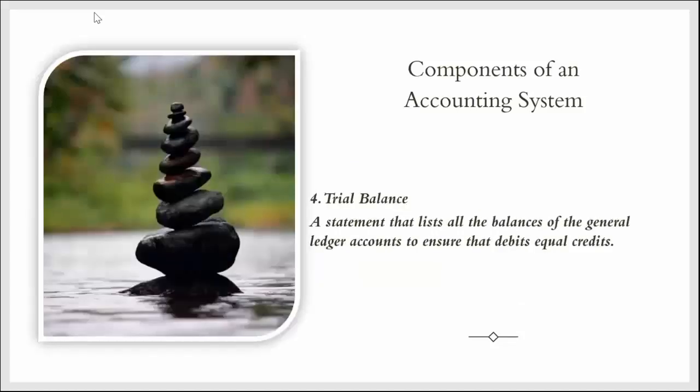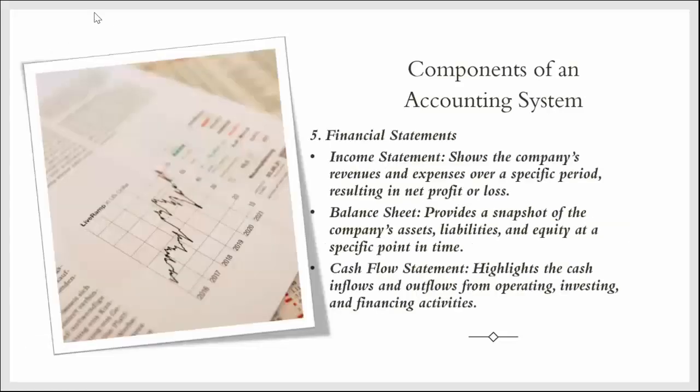4. Trial balance, a statement that lists all the balances of the general ledger accounts to ensure that debits equal credits. 5. Financial statements. Income statement shows the company's revenues and expenses over a specific period, resulting in net profit or loss. Balance sheet provides a snapshot of the company's assets, liabilities, and equity at a specific point in time. Cash flow statement highlights the cash inflows and outflows from operating, investing, and financing activities.